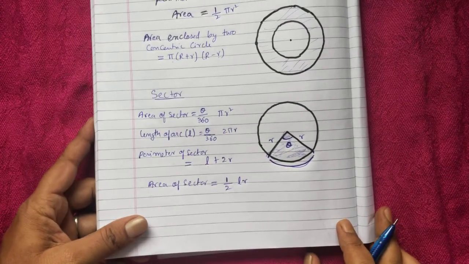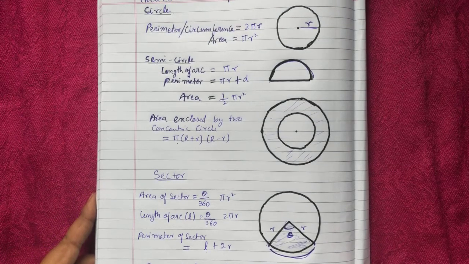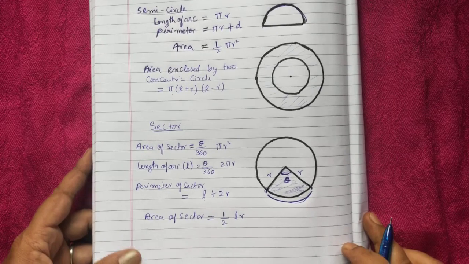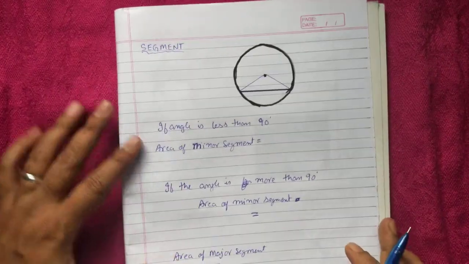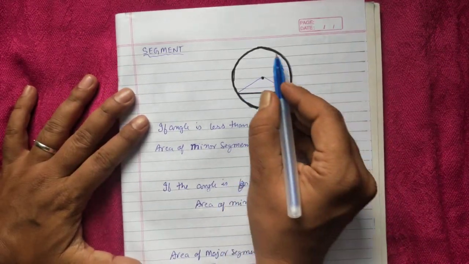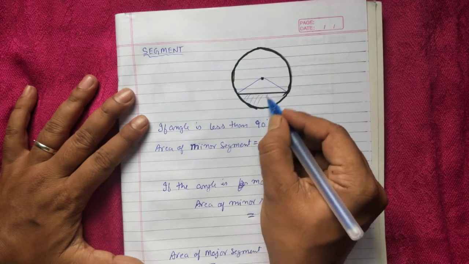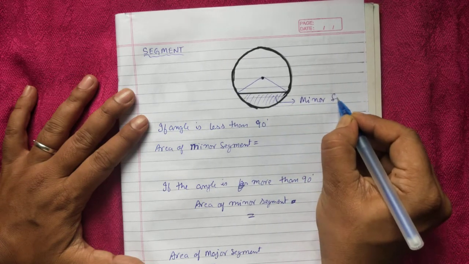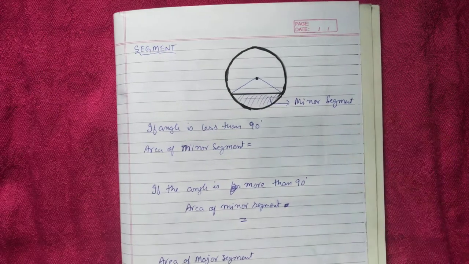You can pause the video to write all the formula. The third part of this is segment. When we say segment, suppose there is a circle and we make one chord. This portion of area is called minor segment. And the remaining bigger portion is called major segment.